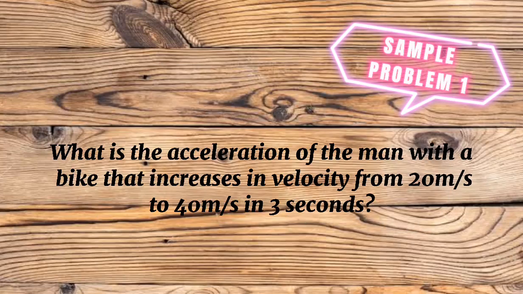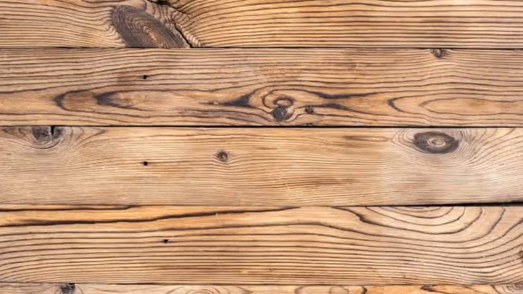Sample problem number 1. What is the acceleration of the man with a bike that increases in velocity from 20 meters per second to 40 meters per second in 3 seconds?